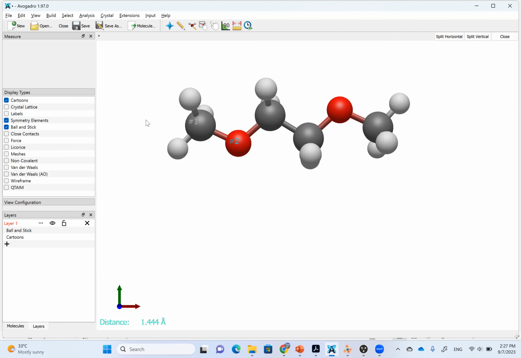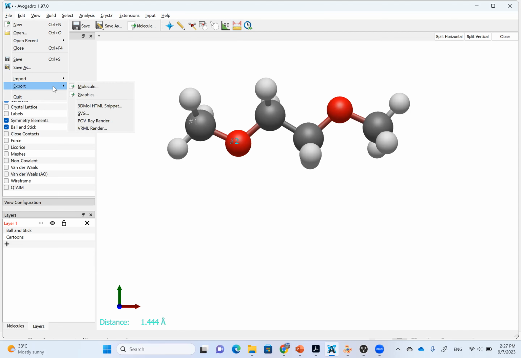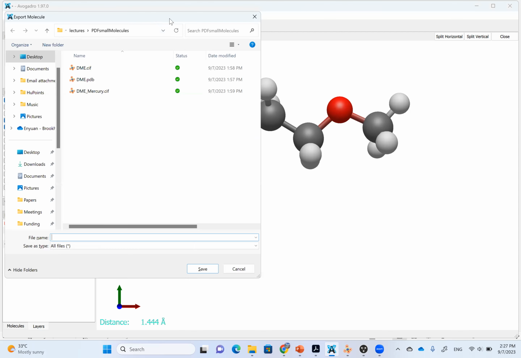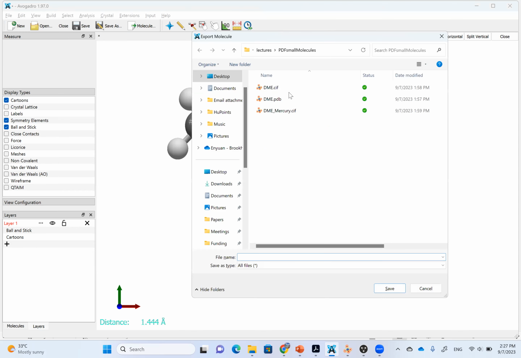So then we can save this molecule. We can choose the PDB form. We choose export molecule. And I already saved one here, but I'll do it again. Let's just scroll down from the file types.